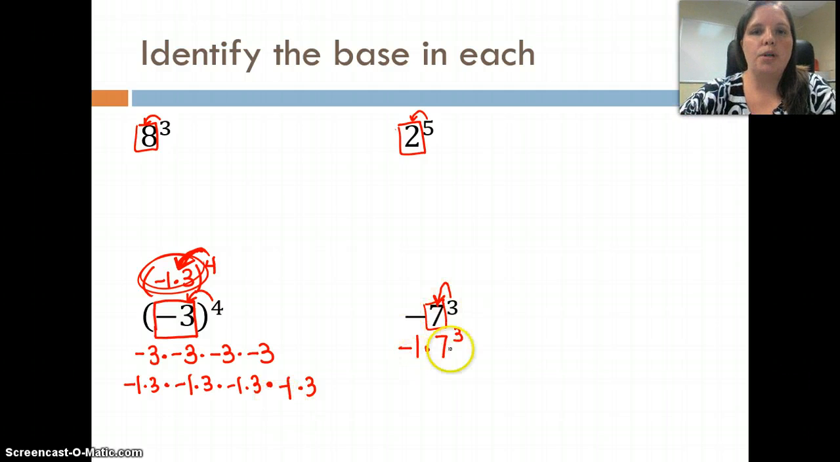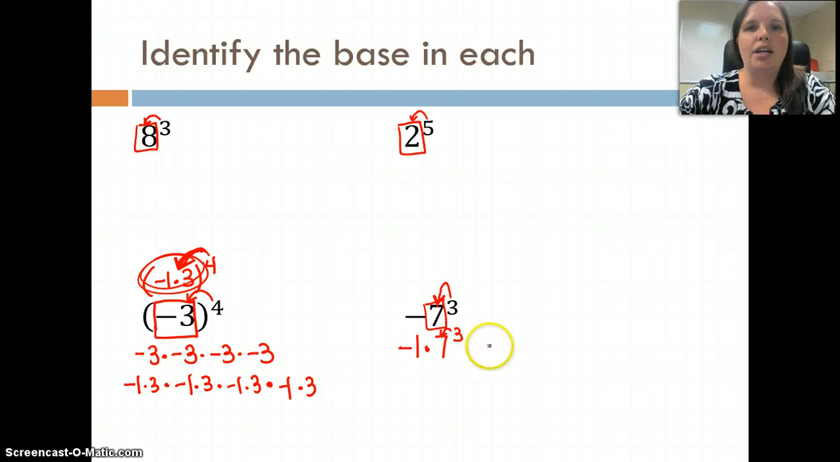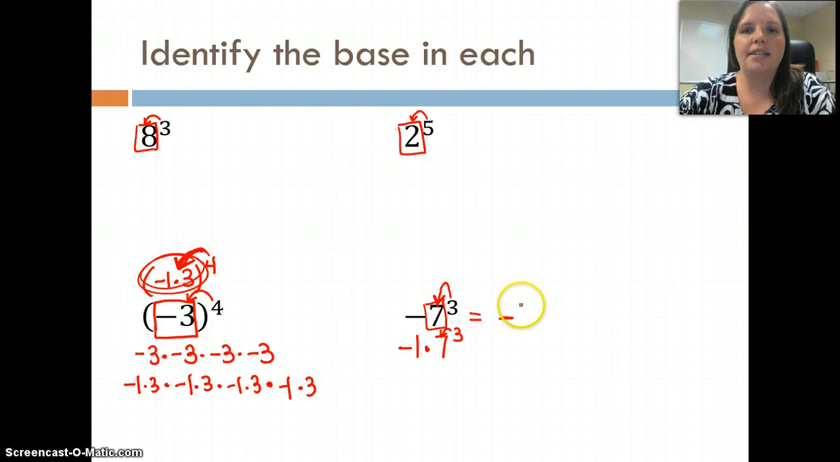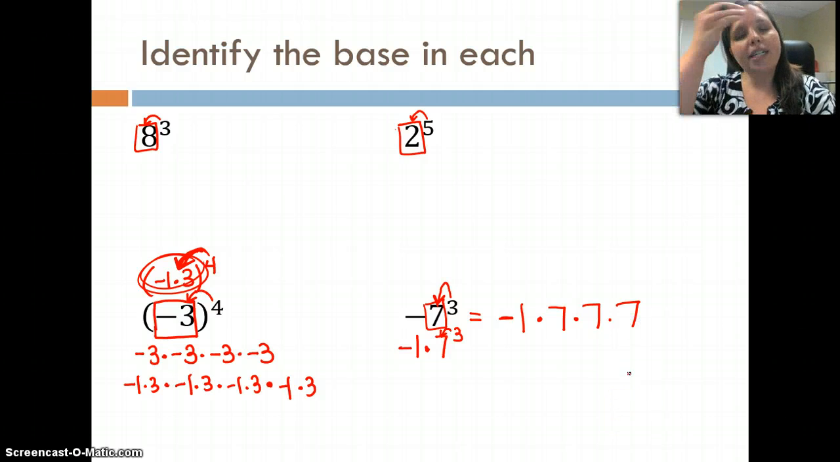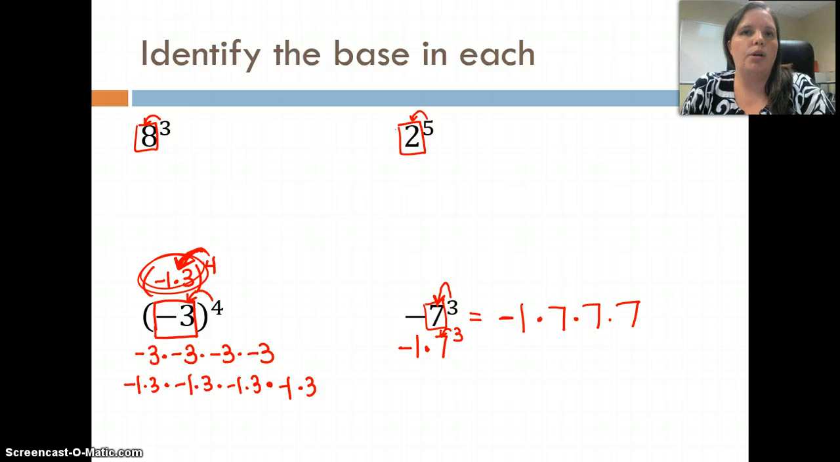But if I look at this one, the exponent 3 only applies to the 7. So the base in this question is only the 7. The negative sign hangs out front, so if I do -1 times, then what's repeating is the 7, and the 7, and the 7. So there is a big difference between parentheses or not. It's not just whatever you feel like doing.